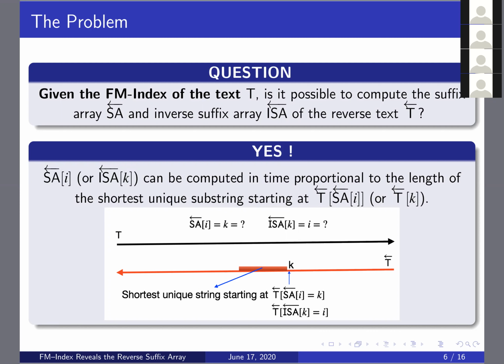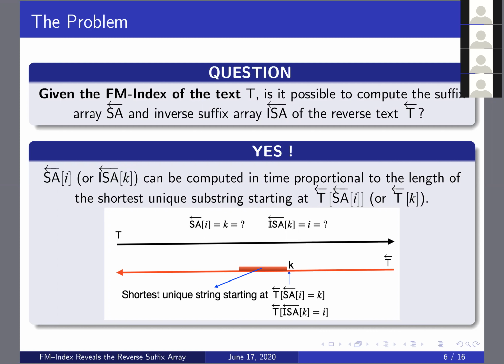We simply show that the suffix array and the inverse suffix array values of a queried position can be obtained from the forward FM index in time proportional to the length of the shortest unique substring that starts at the target position.